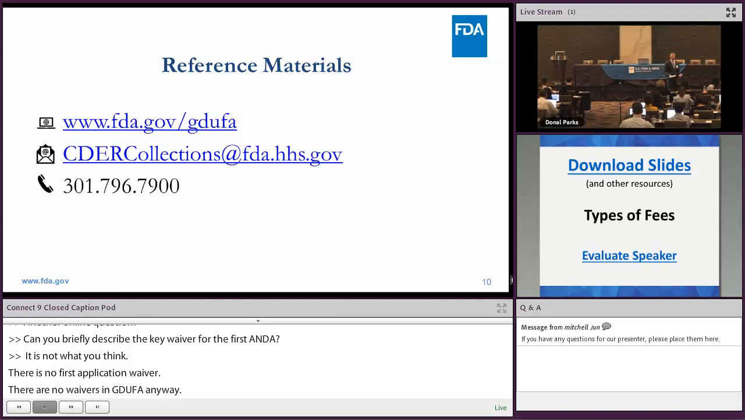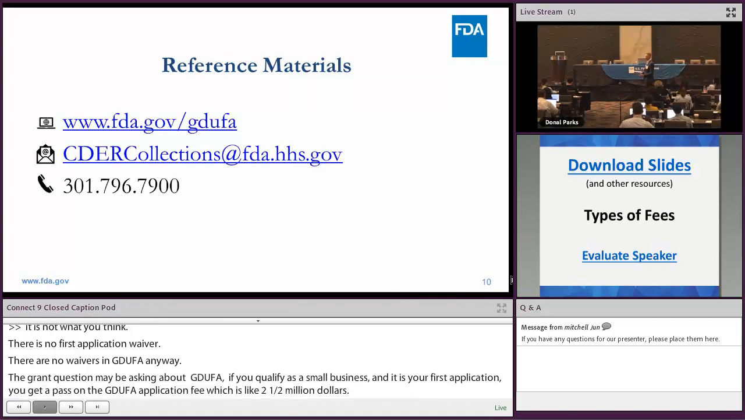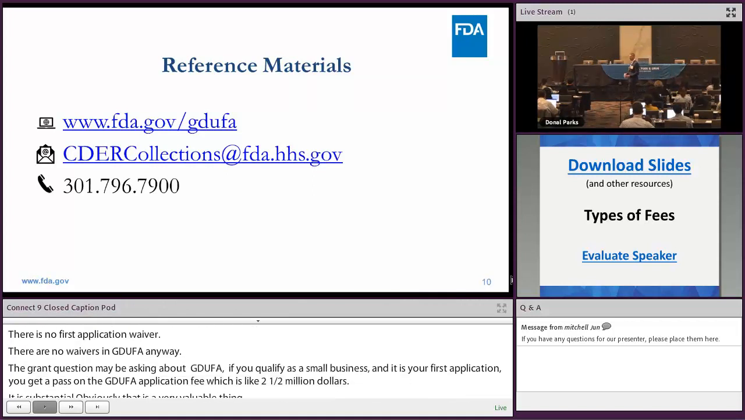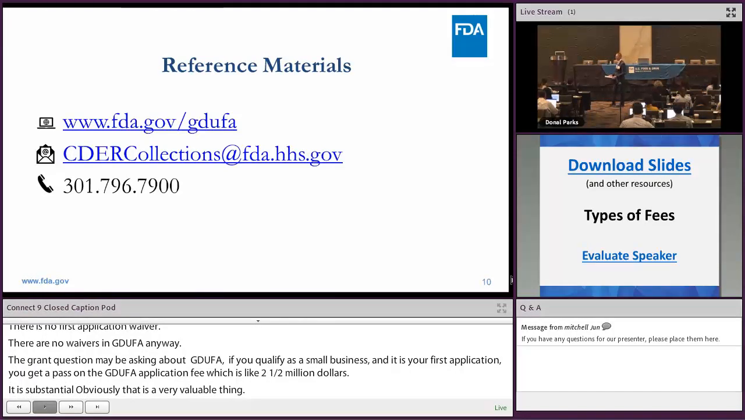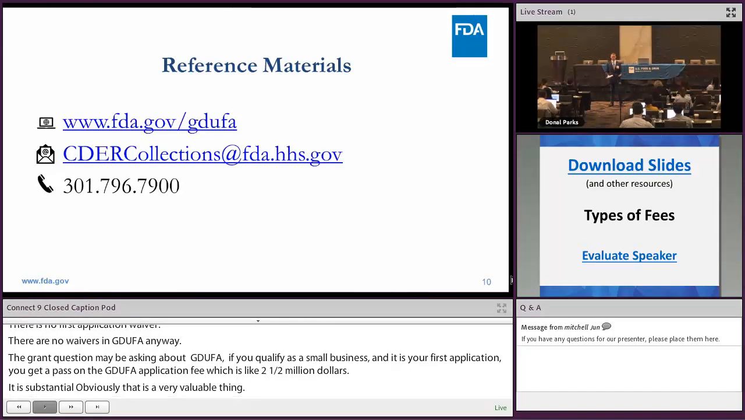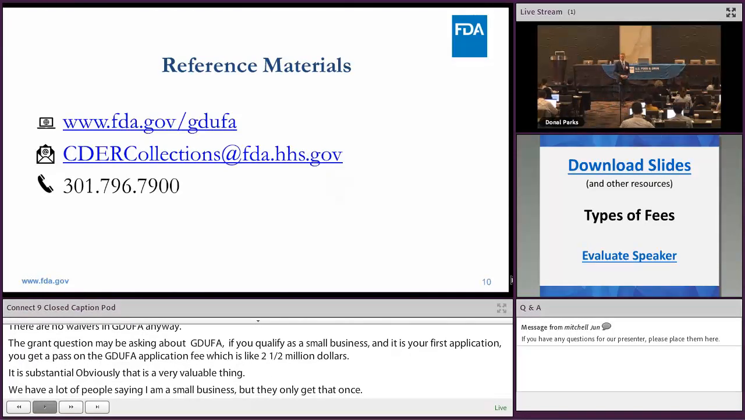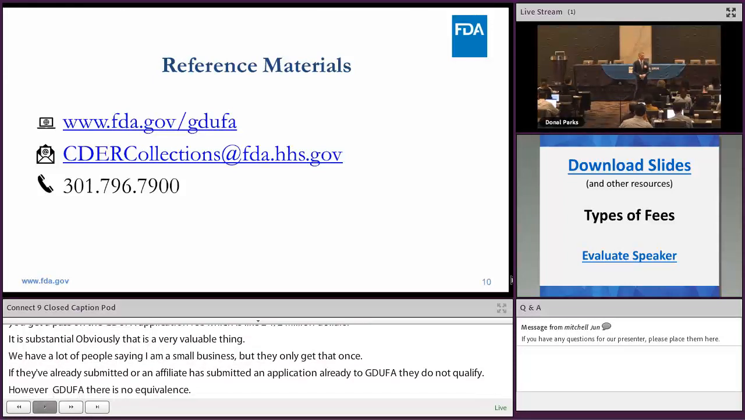And so obviously that's a very valuable thing. And so we have a lot of people saying, hey, I'm a small business, exempt me. But they only get that once. If they have already submitted or an affiliate has already submitted an application in PDUFA, they don't qualify for that. And so we'll turn them down. However, in GDUFA, there is no equivalent. So there's no first application pass or anything like that.